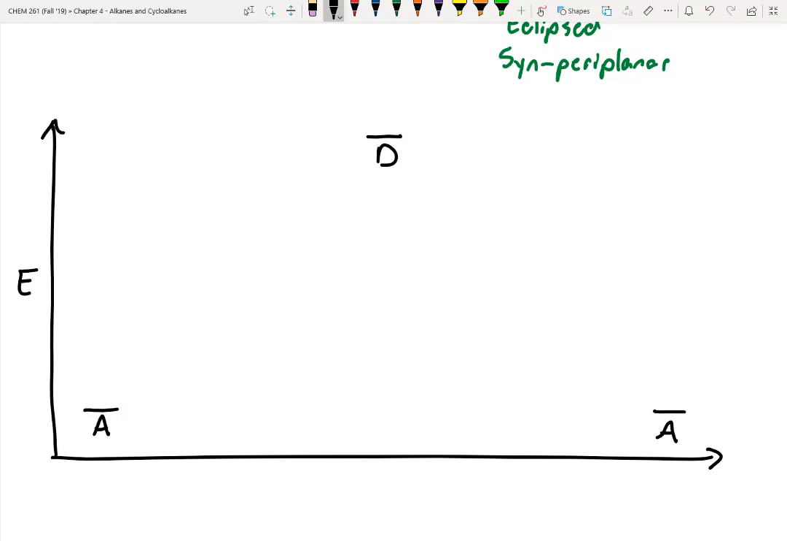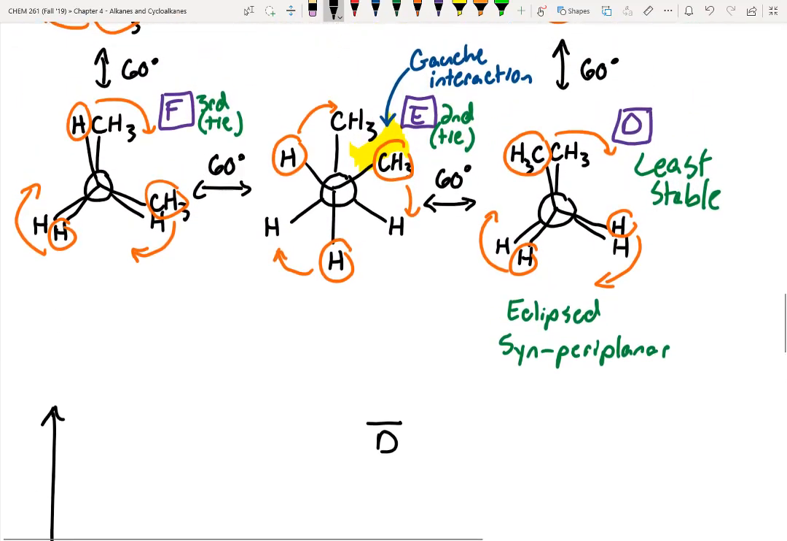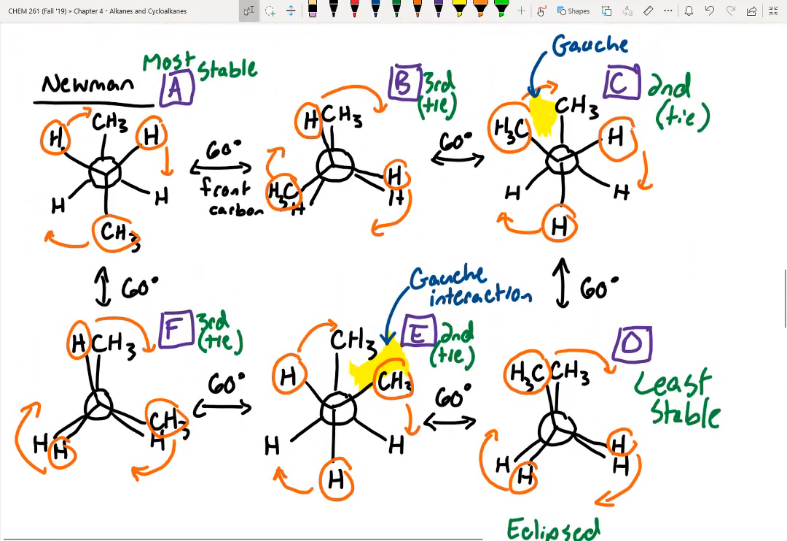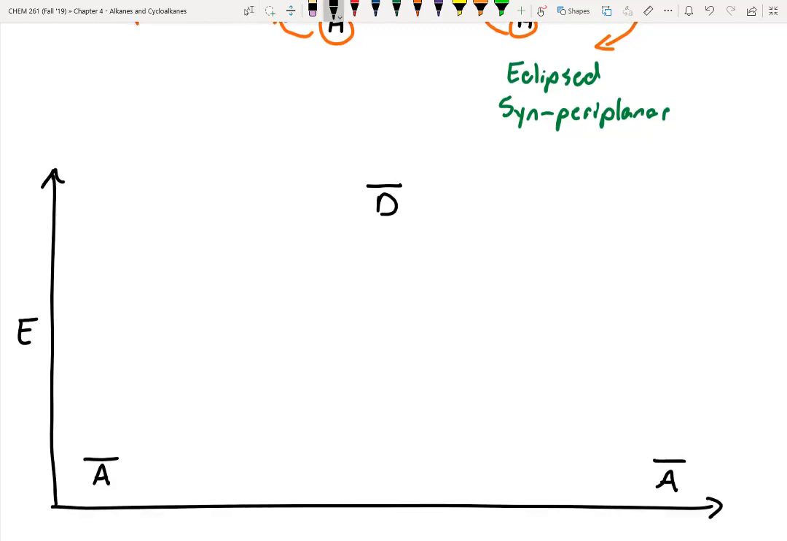However, we don't go directly from A to D, we go A to B. All right, but let's look at this first. We said that B is actually higher energy than C. So I'll go ahead and say, all right, B is going to be higher energy than C. Does that make sense so far? And then we said going from C to D, we already knew D was the most unstable.